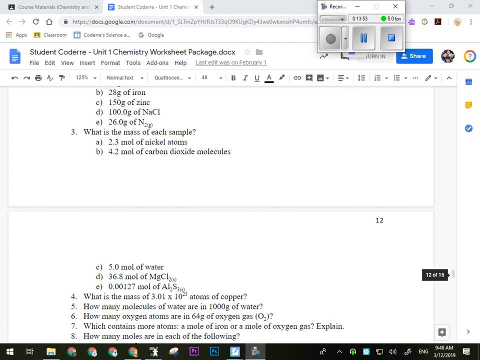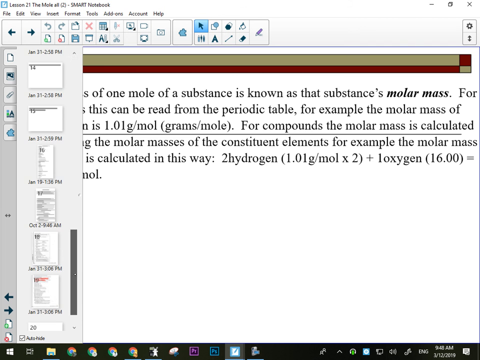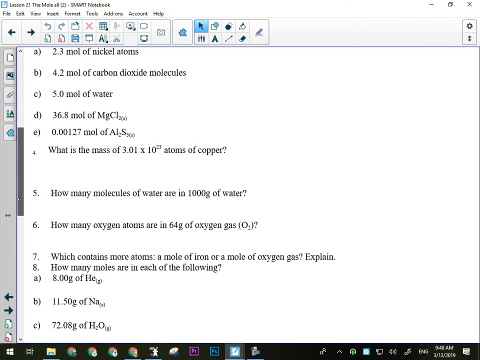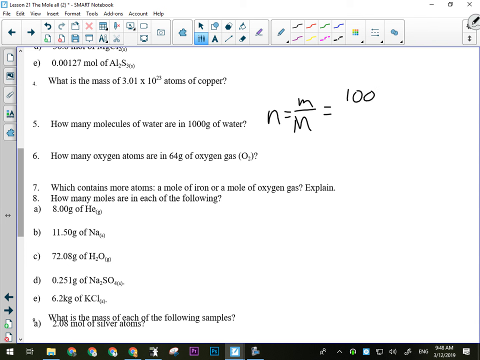The big thing with 5 and 6 here is, for 5, it's fairly easy. How many molecules of water are in 1,000 grams? We just have to find n. So n is little m over big M. We have 1,000 grams divided by 18.02, which is the molar mass of water. That gets us n, and then we multiply n by Avogadro's number.